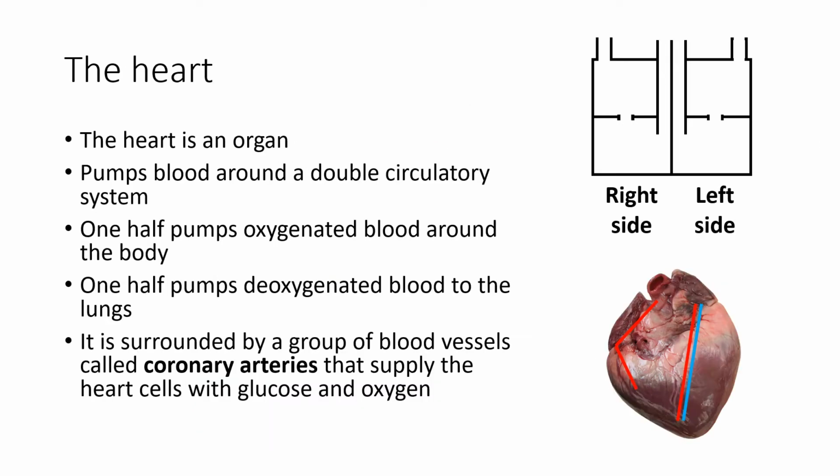So the heart. The heart is an organ, that's the first thing. Remember, organs are collections of tissues, all with one particular job. In this case, the particular job is to pump blood around the body. We refer to the heart as a double circulatory system or a double pump system, and the reason we refer to that is because each side of the heart pumps to a different part.